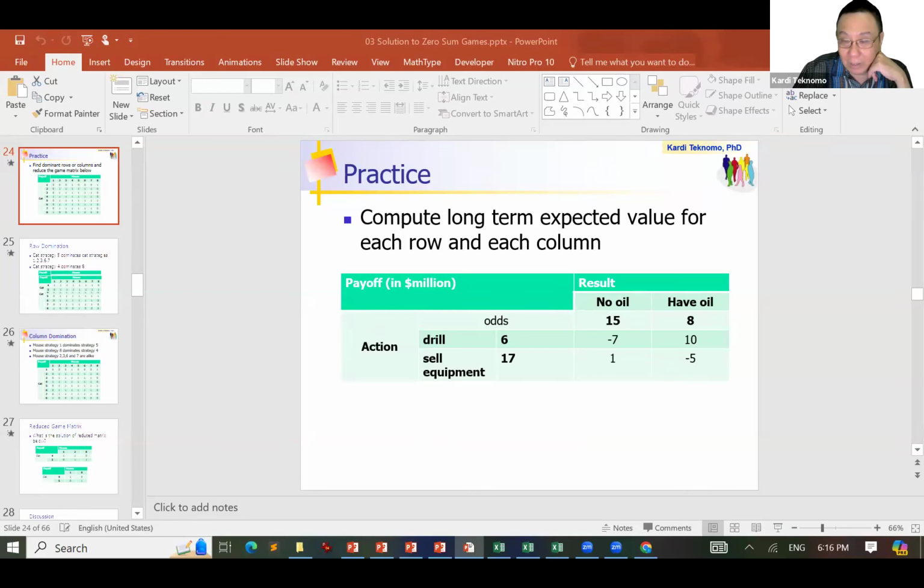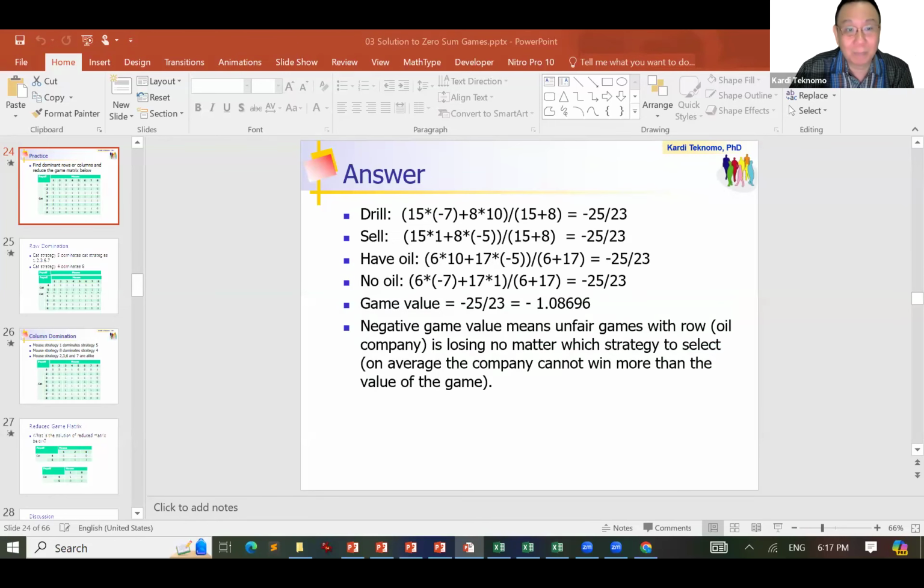So for the drill, this is like the probability. Minus 7 multiplied by the odds, and then 10, the payoff, multiplied by the odds again. So this is the value for drill. The same thing here: 1 multiplied by 15, then minus 5 multiplied by 8. That is for the sell equipment. Because these are odds, you must sum them so that you get back the probability anyway.